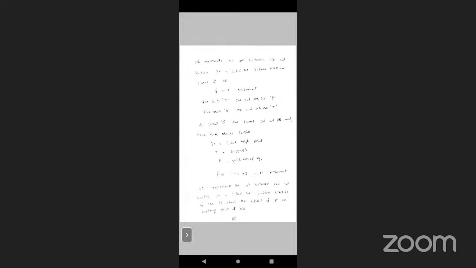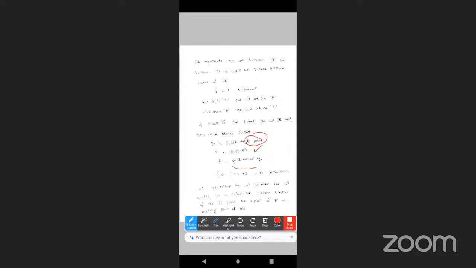Now look at that point O. The two curves OA and OB meet. Here the three phases coexist. As I said, it is called the triple point of water. Now here the temperature is 0.0075 degrees Celsius and the pressure is 4.58 millimeters of mercury.